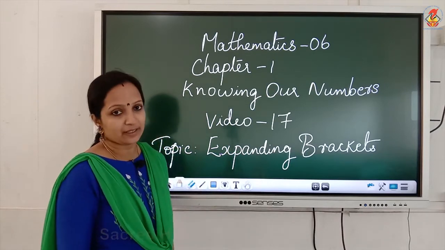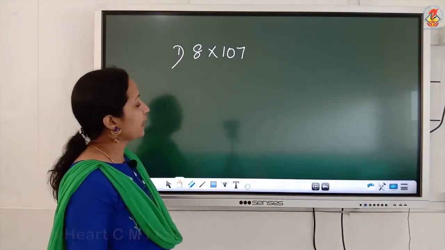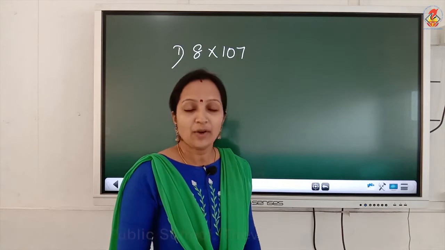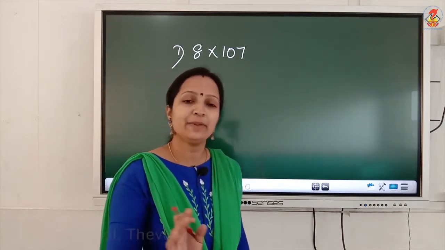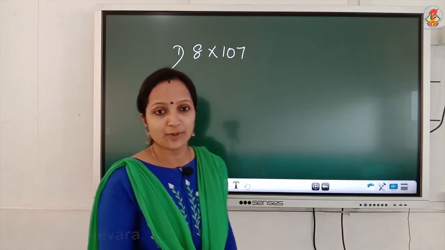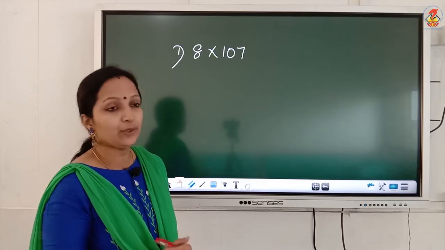Expanding brackets. So let's just look at the first question, 8 into 107. Why are we using expanding brackets? Instead of doing the multiplication, addition is easy for us, is it? So we will get the answer very quickly. Now how will we do it?